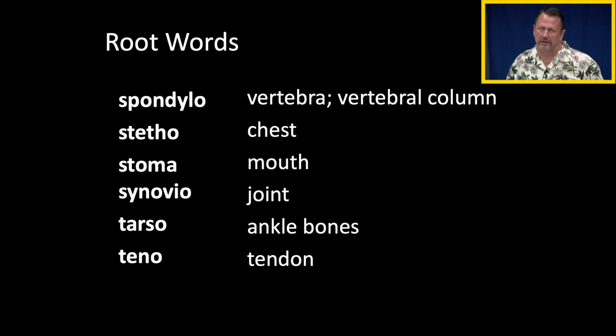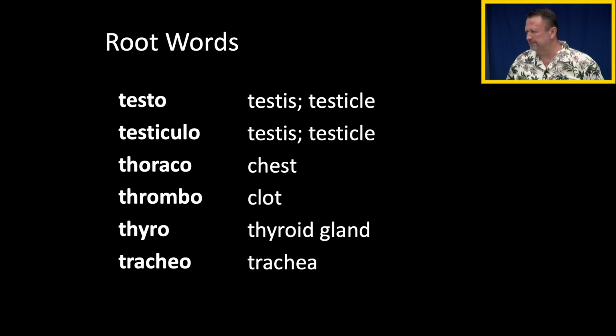Tenosynovitis is a form of inflammation of the tendons. Again, testiculo refers to the testes. Thorax is the chest. Thrombus is a blood clot. So when we talk about thrombo, we're talking about blood clotting. So a platelet is referred to as a thrombocyte, a blood clotting cell.